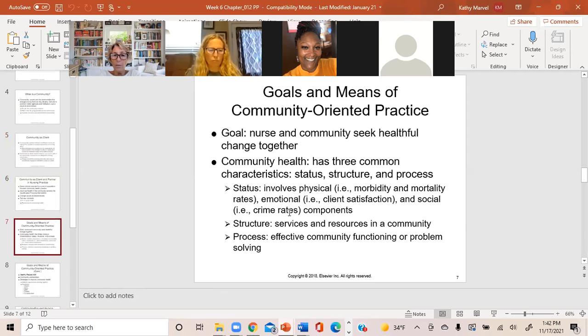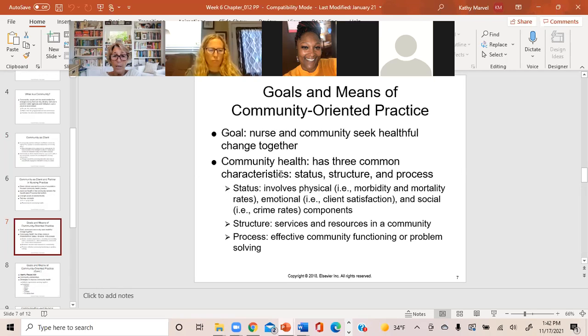The goals and the means of community-oriented practice, right? So the community nurse tries to seek healthier change together with the community, right? And in community health, there's 3 common characteristics. Put these on a card, we'll go through them in the book. Status of the community, structure, and process. And on slide 7, here's a short definition of each of them.